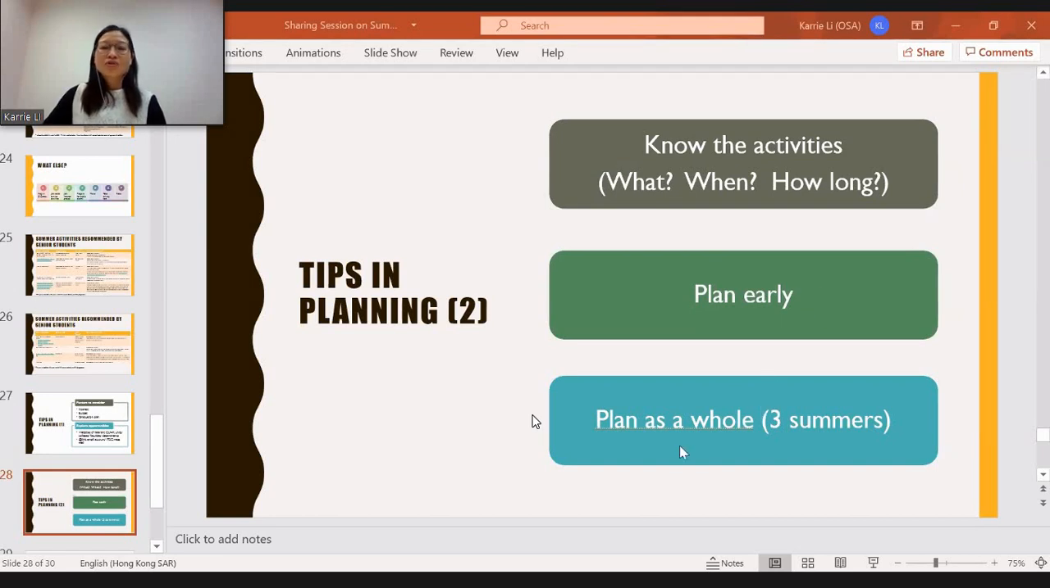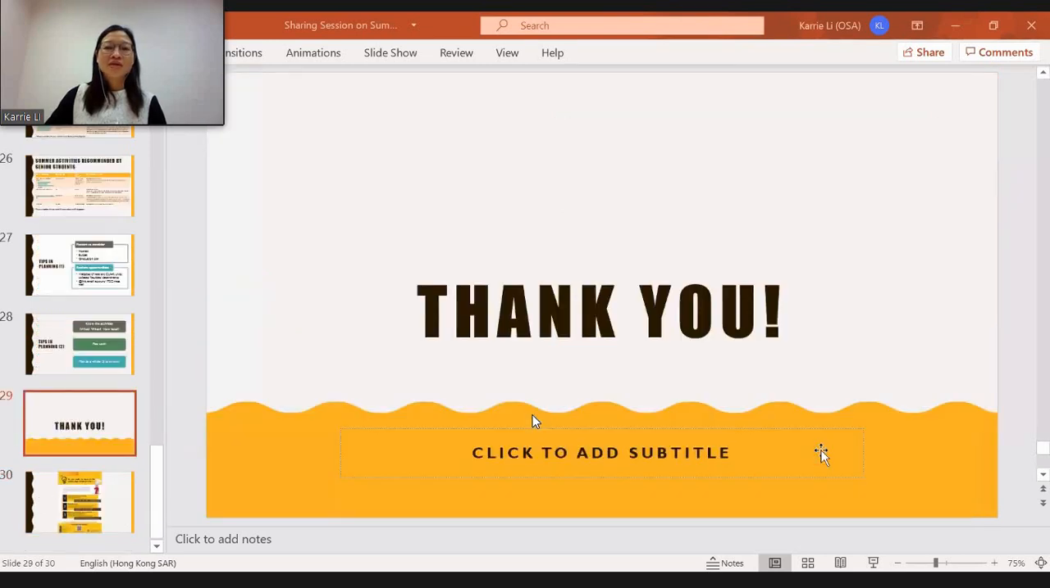Also plan as a whole, because you have 3 summers. So you can actually do a lot if you plan well. You can have different activities for the 3 summers, okay?